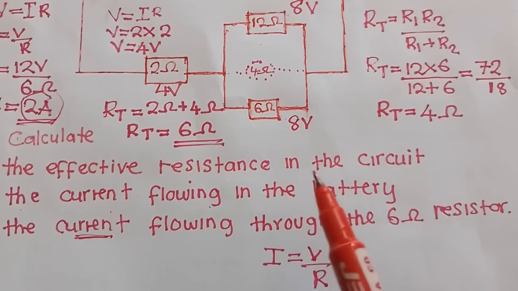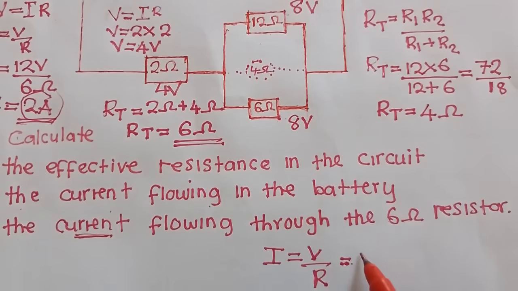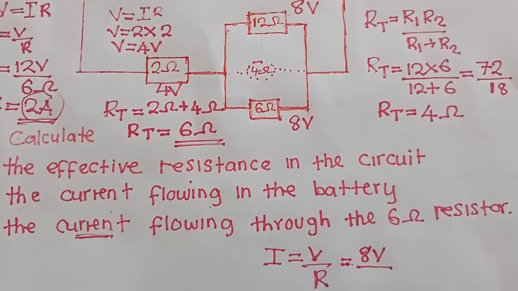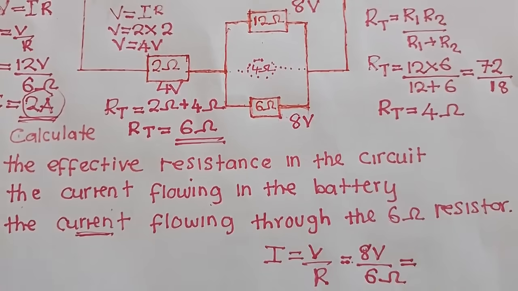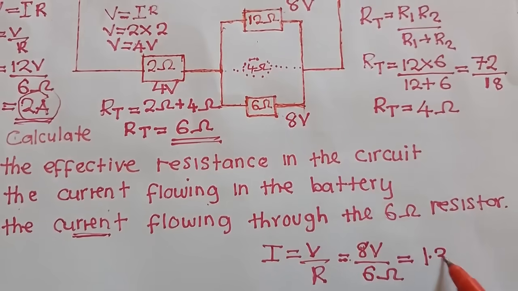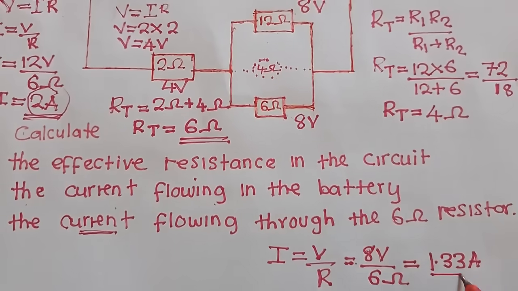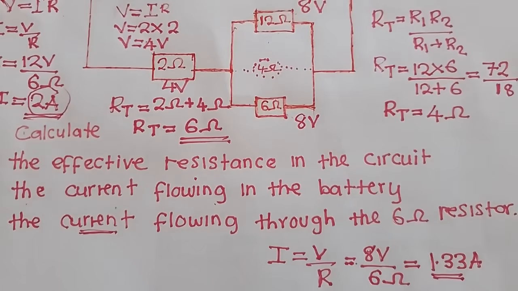So you are not going to use the 12, no. You are going to use the 8 volts. So you are going to say 8 volts over resistance, which is 6 ohm. When we divide there, what are we going to have? 1.33 amps. Have you seen? This is the current that is passing through there.